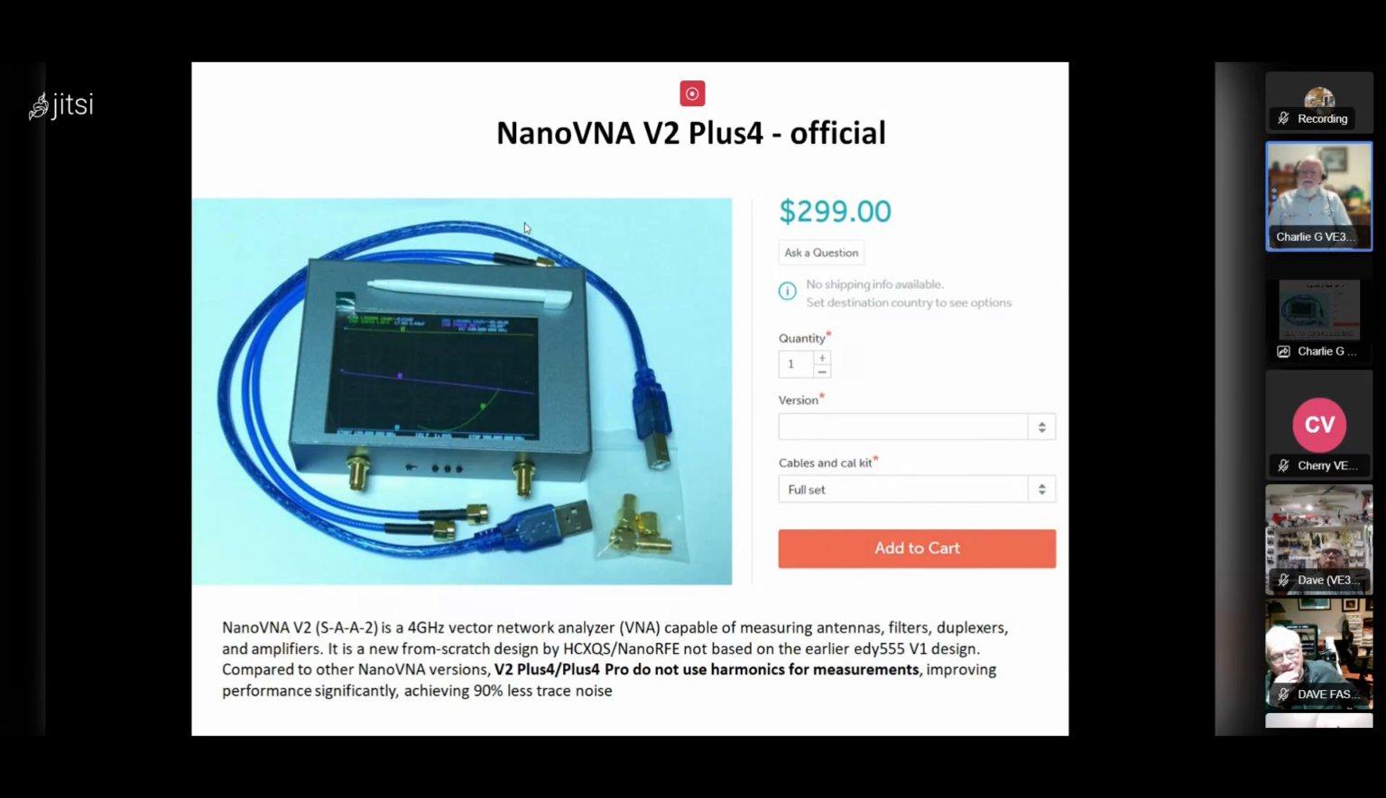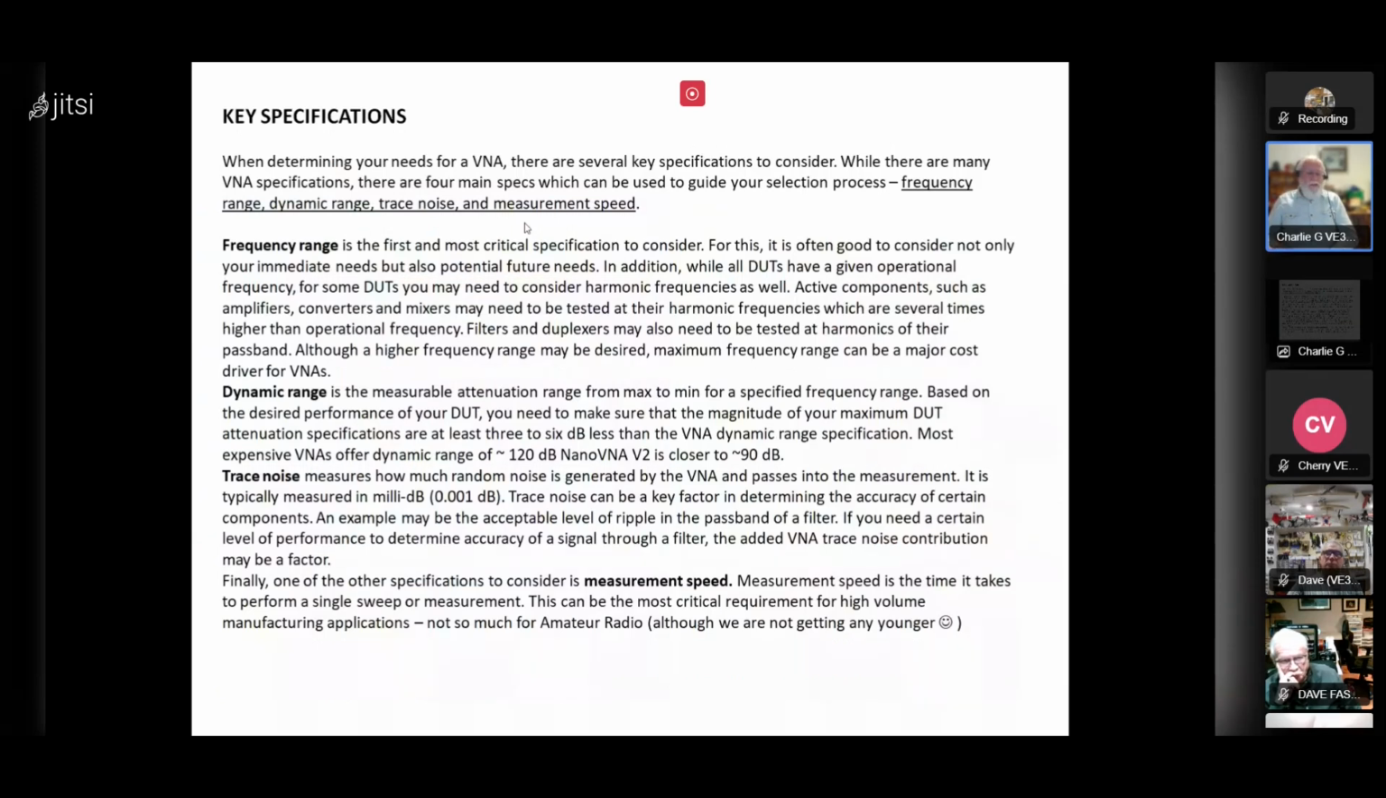So when I talk about trace noise and dynamic range and so on, what are the parameters that are important for a VNA, particularly one of these little boxes that we're choosing? There are really about 4 key specifications that you need to look at when you're choosing a VNA. The first, and obviously the most important to consider, is the frequency range. It needs to cover the range of frequencies that we're interested in for our circuit, whatever it may be.